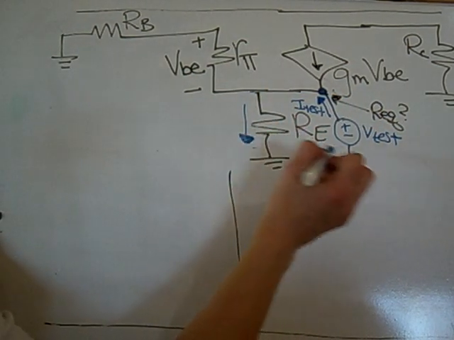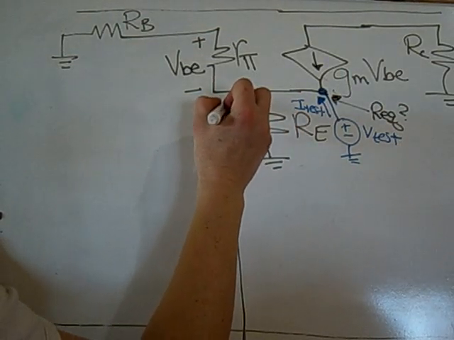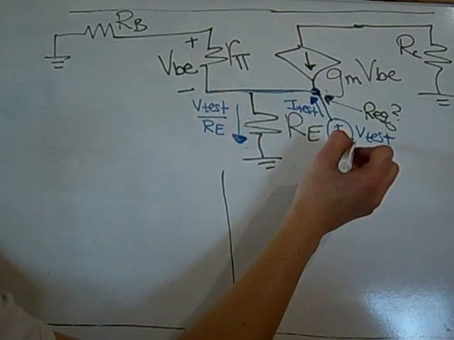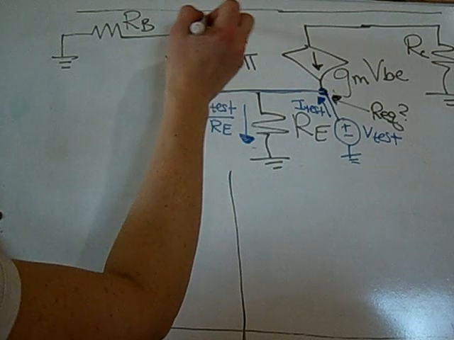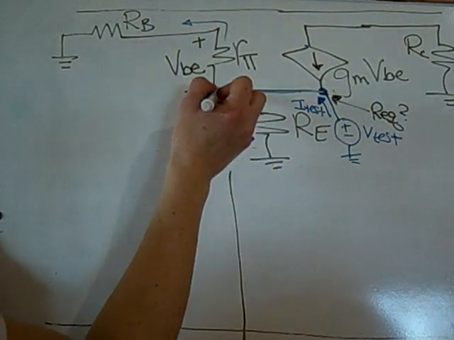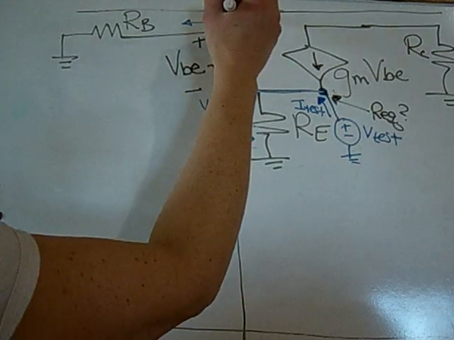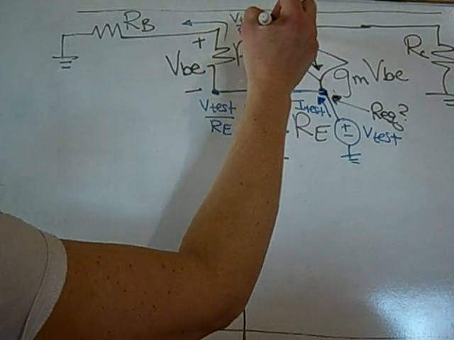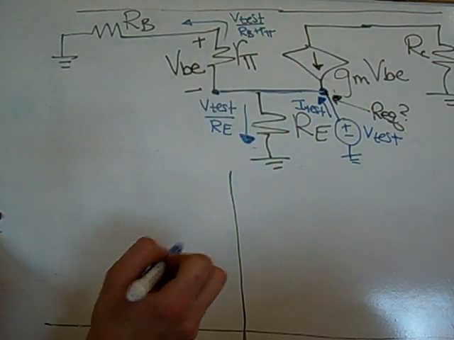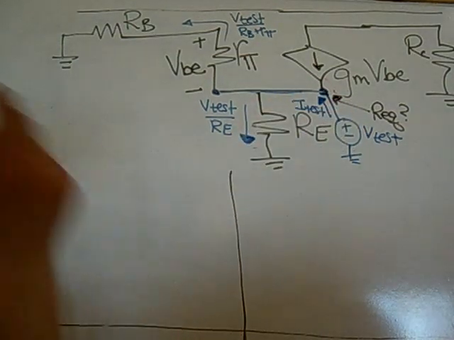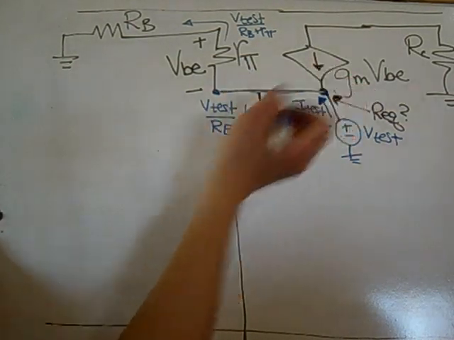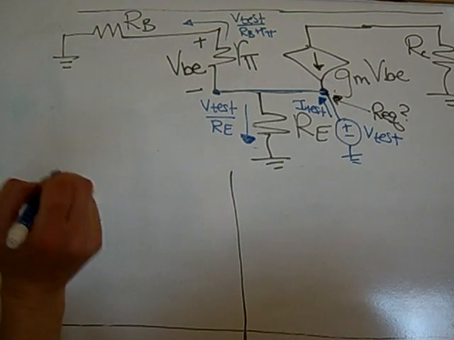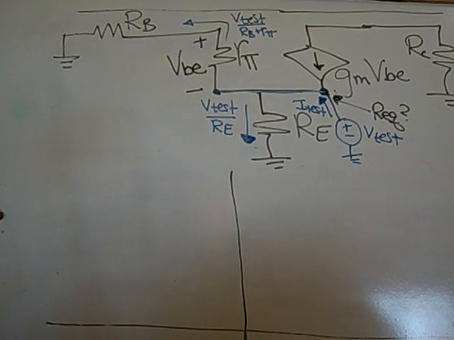So the current through here is going to be V test over RE, because I've set this voltage to V test. The current through this branch is going to be, again, V test divided by RB plus R pi. And I'm desirous to find I test. So if I sum all of these currents, I have I test in, GM-VBE in, V test over RE, and V test over RB plus R pi going out.